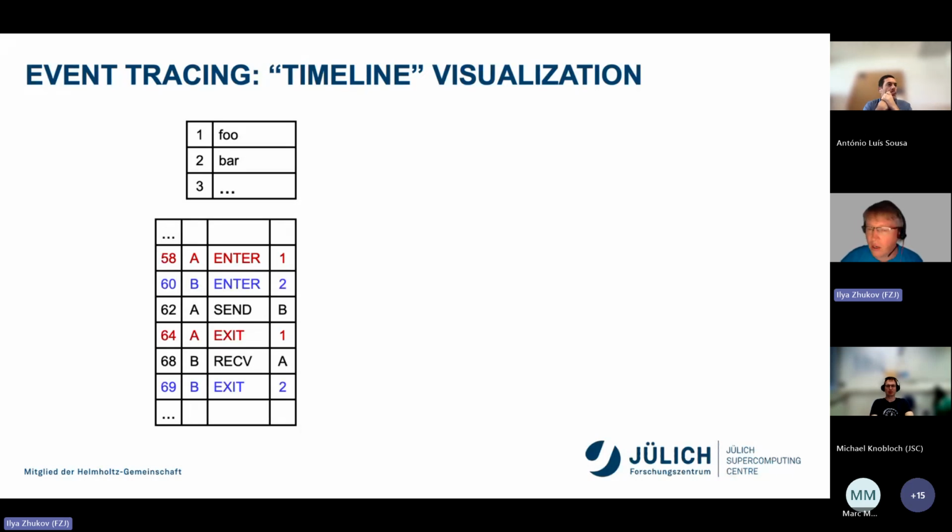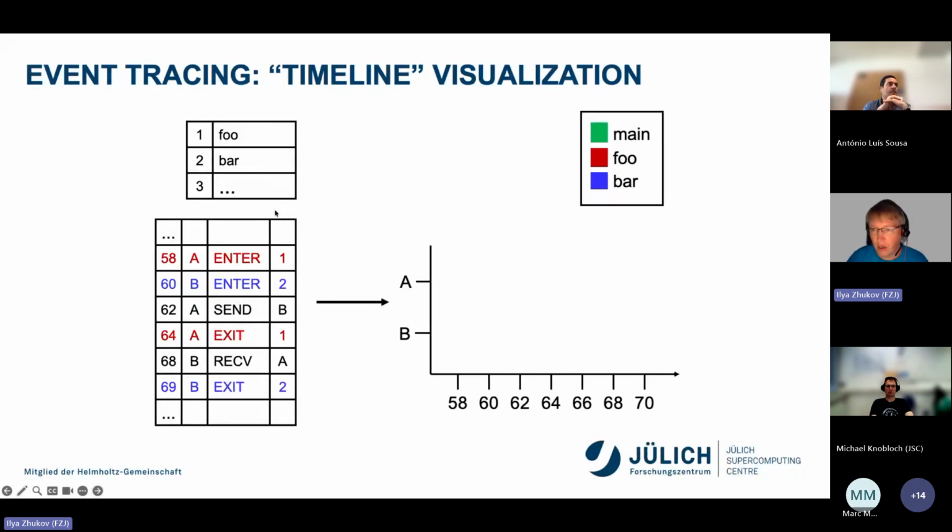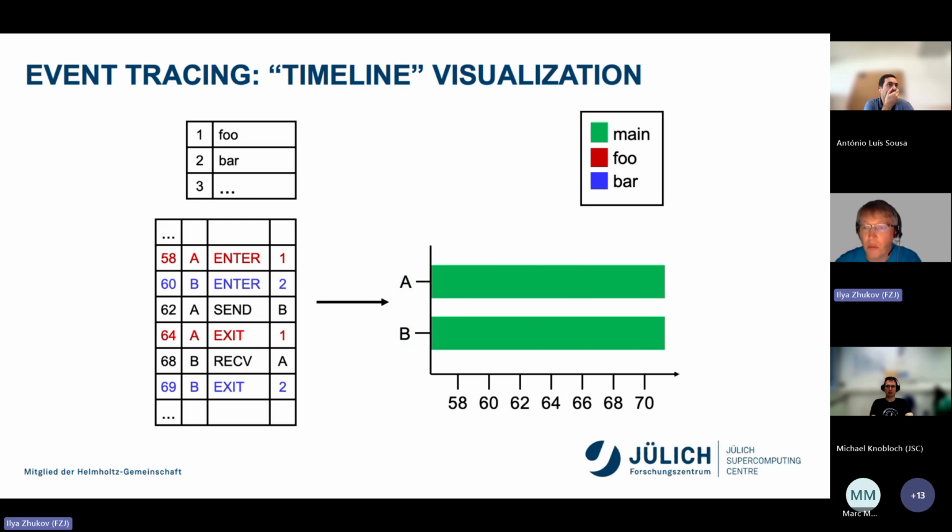So here I color coded all the function invocations in different colors. For example, red is foo, blue is bar, and so on. So we can interpret them and create a legend with main, foo, and bar. All invocations of main would be green. We can also create a graph with determined time steps. And so we can already mark our main as the full execution of our application.